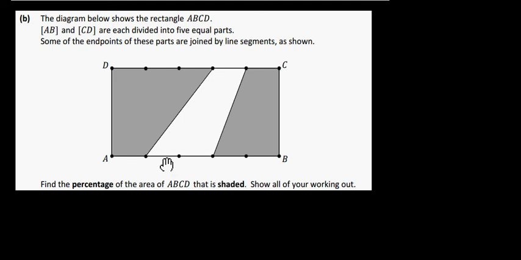Now, some of the endpoints of these parts are joined to the line segments as shown. So we've got these lines here. Find the percentage of the area ABCD that is shaded. So we have this area and this area shaded. We've got to find out what percentage of the entire rectangle is the shaded region. Show all your workings.